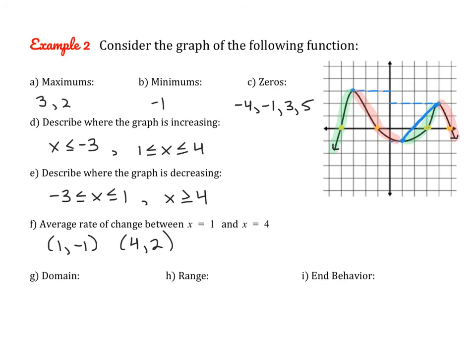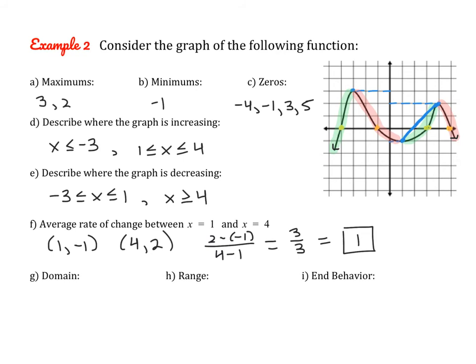So we're going to use that slope formula. So we'll do y2 minus y1, so minus -1, over x2 minus x1. So this becomes 3, and this becomes 3. So the average rate of change is 1. You could also tell by looking at the graph, if we connected these two, the slope of this line is 1 over 1.